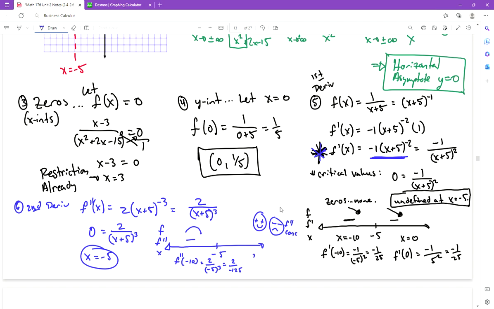And then when we plug in something bigger than negative 5, like 0, we would get 2 over 5 cubed, which would be 2 over 125, which is positive. So that means it's concave up like a cup. Okay, so now we know the concavity of everything. So now we can complete the whole sketch.